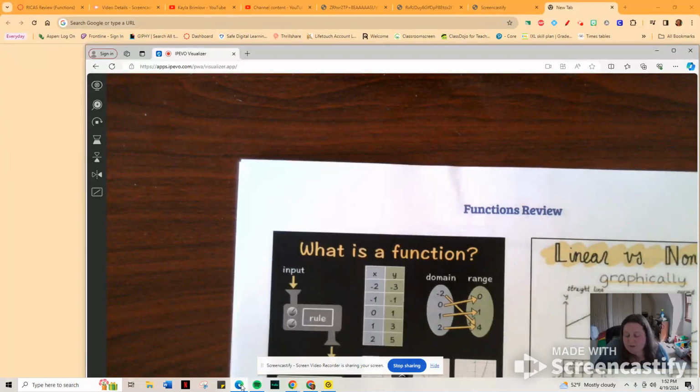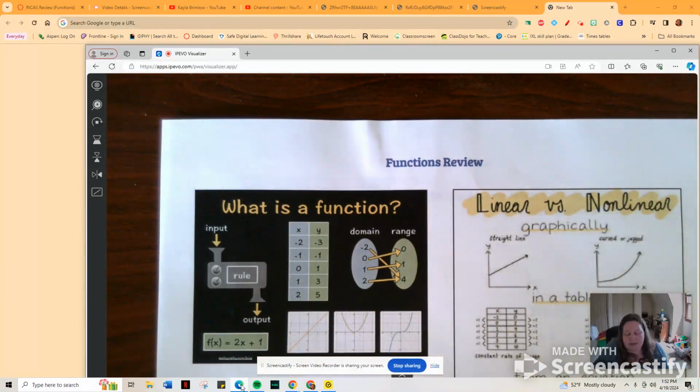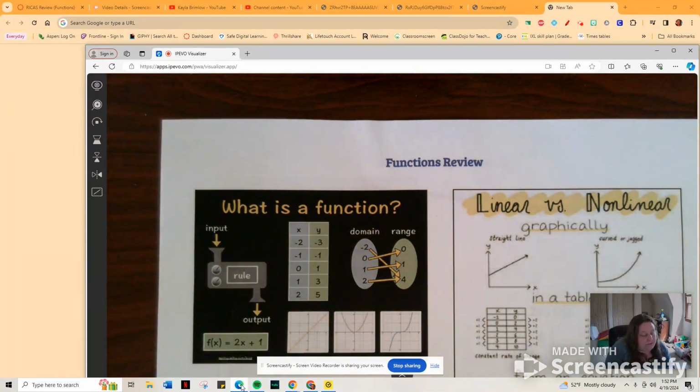Hey everyone, today we're going to review functions in linear equations. So if you could make sure to have these pages open in your packet, copying down the examples as we go, that will be really helpful for you as you practice the RICAS problems.